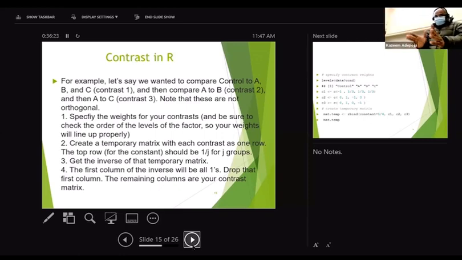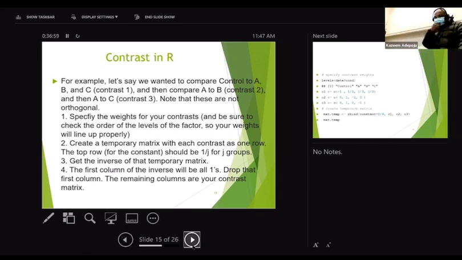Now, take a look at this. It said, for example, let's say we wanted to compare control to A, B, and C. We are comparing control to A, B, and C. It said, call that contrast 1. And then A to B, contrast 2. And then A to C, contrast 3. In this question, you have been given the 3 contrasts in statement form. Note that these are not orthogonal.